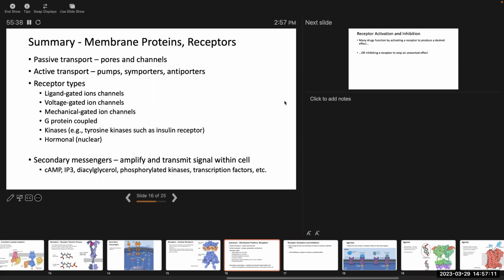And then you've got these secondary messengers that transmit the signal within the cell and can amplify the signal, such as cyclic AMP, inositol triphosphate, diacylglycerol, any of these kinase proteins that get phosphorylated, and then ultimately you have transcription factors that activate transcription of DNA inside the nucleus.